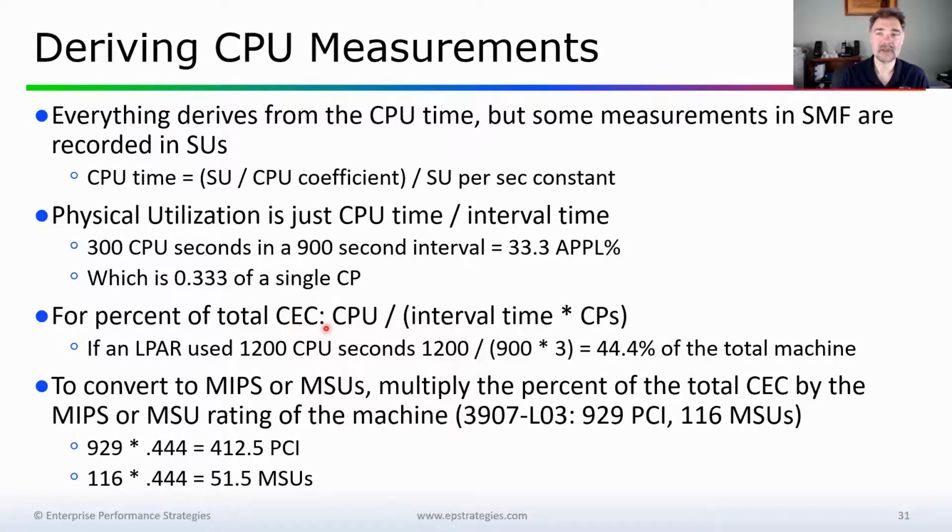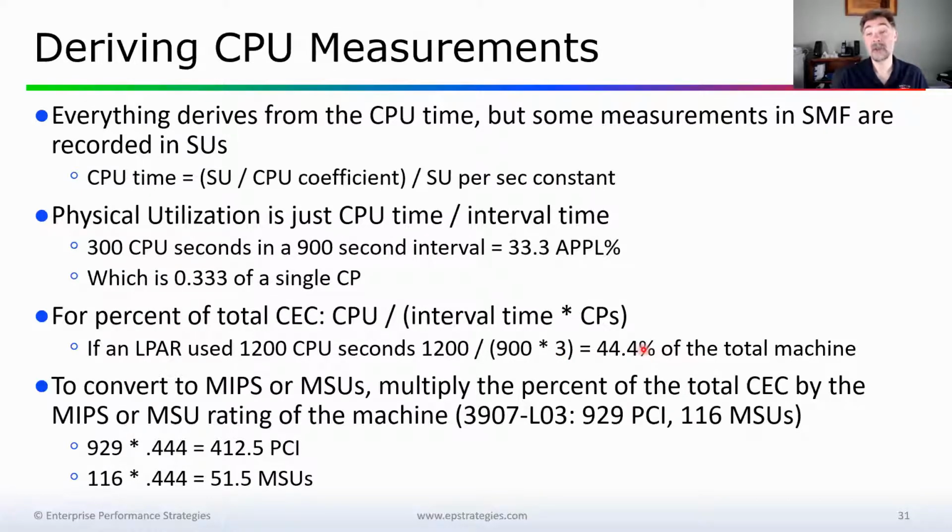And then for a percent of the total KEC, we can just take the recorded CPU time and divide it into the interval time times the number of CPs. So if an LPAR used 1200 CPU seconds and there were three physical CPs on that machine, then 1200 divided by 900 times 3 is 44.4% of the total machine.